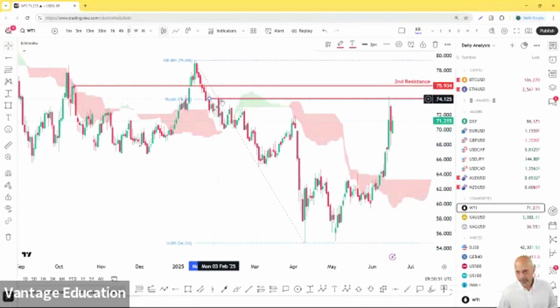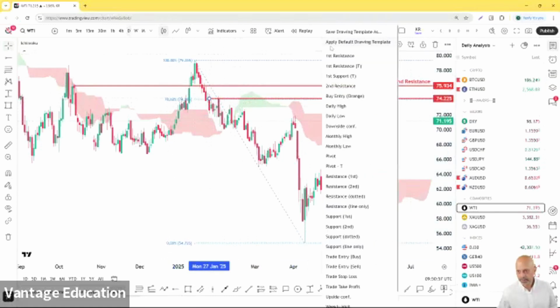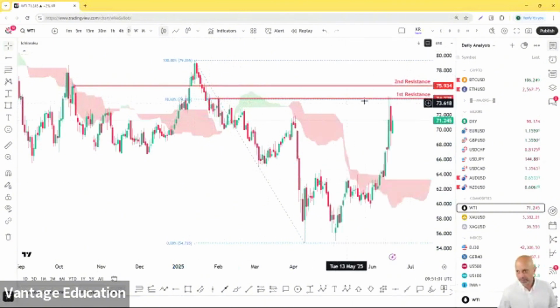Right, there's a nice pullback resistance level at $74.20, which is also accompanied by the Fibonacci retracement at 78.6%. This is where the first resistance has been identified for WTI oil.